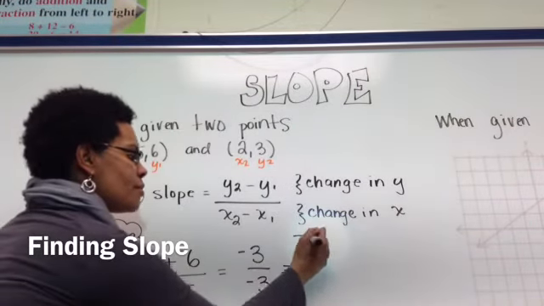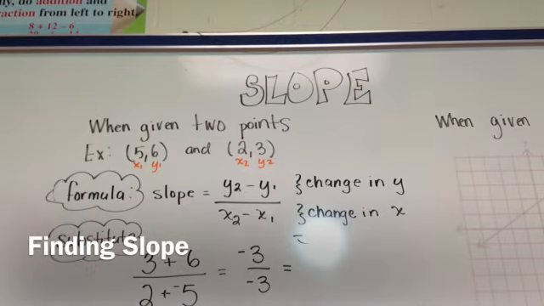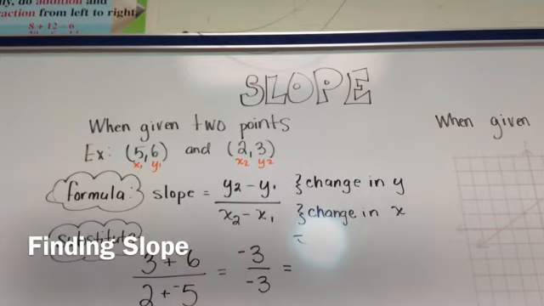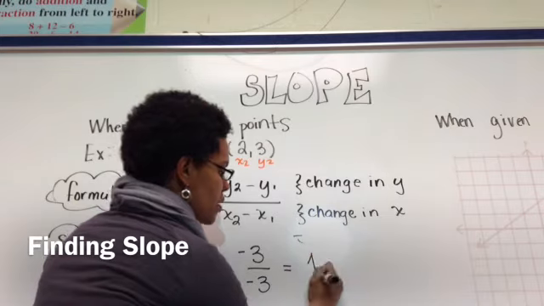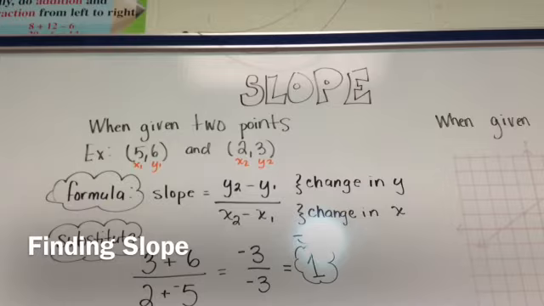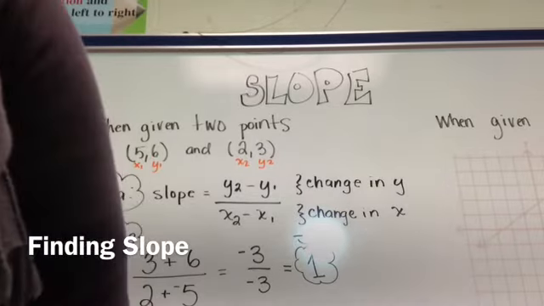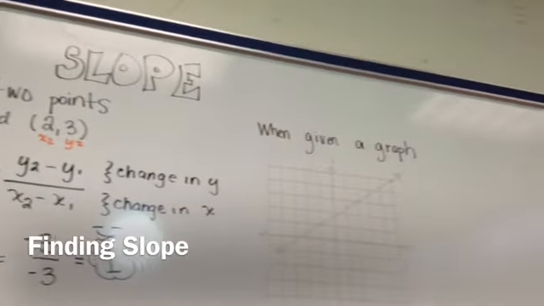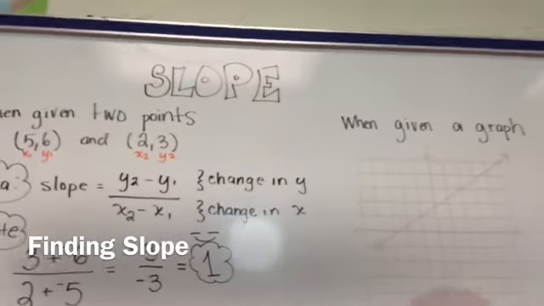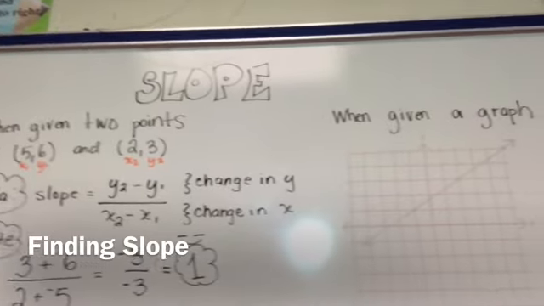Now we can simplify this. I have 2 negative numbers, so we'll start with that. Whenever we divide a negative by a negative, we get a positive. And what's any number divided by itself reduced to? Very good, 1. So our slope here is actually 1. So that's the process when you're given 2 points. Let's look at the process when you're given a graph. I'm going to slide this over so it's not slanted as much.